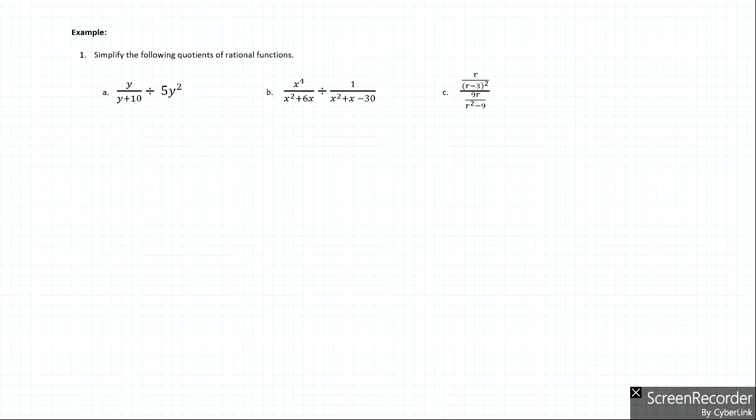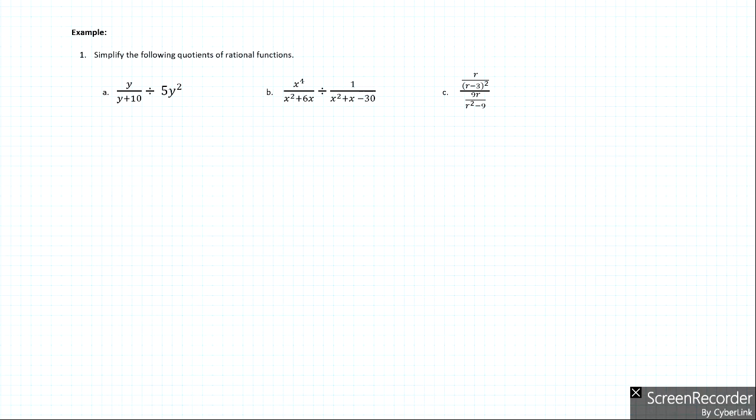Anytime we're doing a rational function operation, any type of simplification or reduction comes from a factored form of the expression first. So the factoring process will still be involved in this entire operation. Now, if we look at the example in part A, we have y over y plus 10 divided by 5y squared. Anytime we see division, we can convert it into multiplication by the reciprocal, as I said.